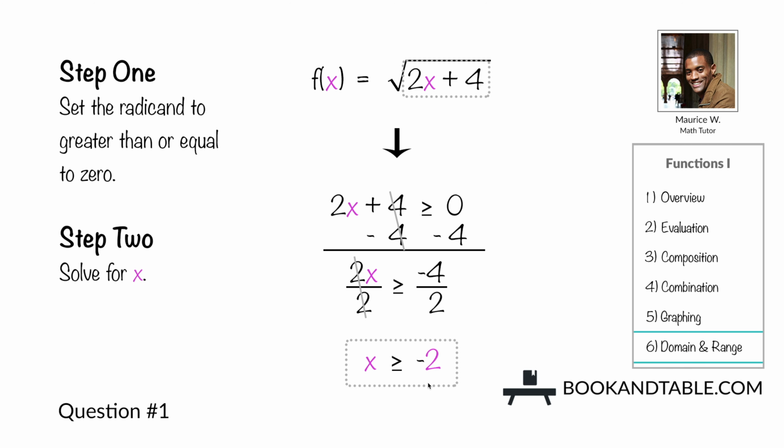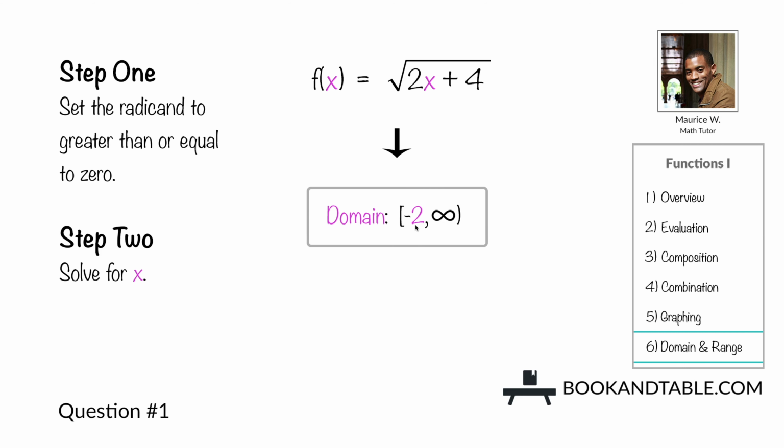So the answer to question number 1, in our domain, the smaller entry is negative 2, with a bracket to the left of it since negative 2 is included. And the larger entry is infinity, with a parenthesis to the right. So this would be the answer to question number 1.